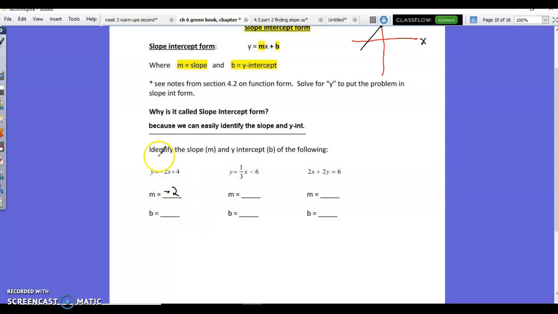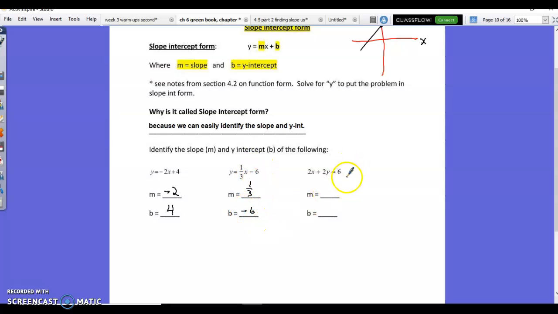Now, a common thing people will say is that it's -2x. It's not. Only the m is the slope. The x is our input or our variable or our domain. The y is our output, our range. So the m is the slope, not the x. The x has nothing to do with this m. It's just the coefficient that's attached to x. So our slope is -2, and our y, which is our b, is going to be +4. I want to make sure I associate the sign with our b, so this would be +4. Over here, our m would be 1/3, and our b would be -6.